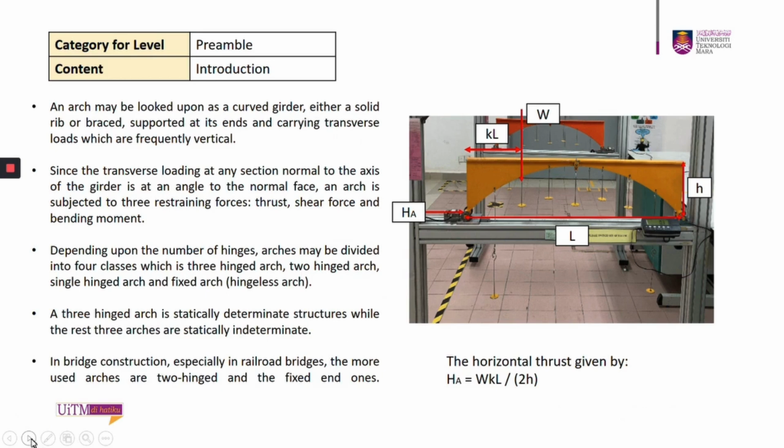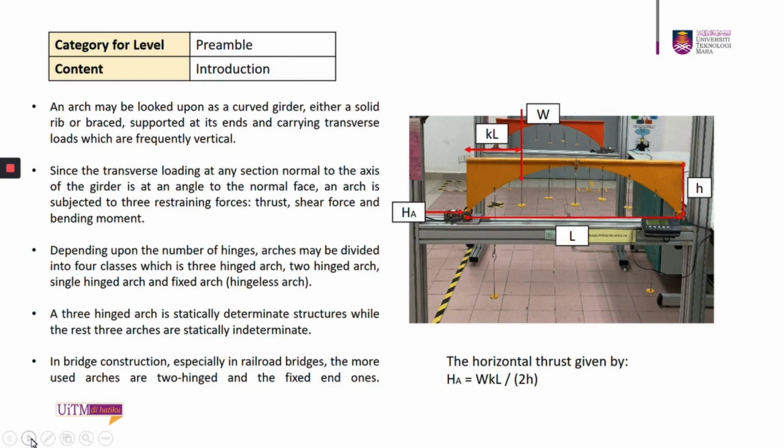As an introduction, an arch may be looked upon as a curved girder, either a solid rib or brace, supported at its end and carrying transverse load which is frequently vertical. Since the transverse loading at any section normal to the axis of the girder is at an angle to the normal face, an arch is subjected to three restraining forces, which are thrust, shear force, and bending moment.